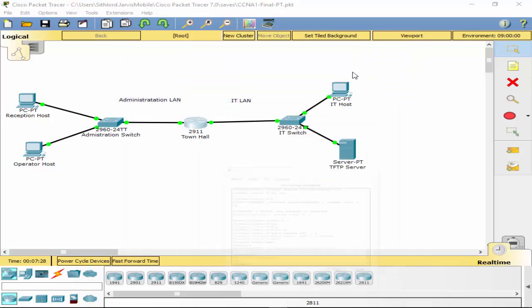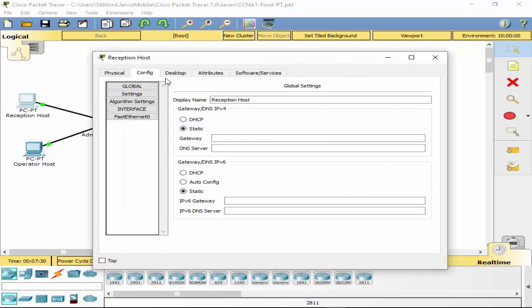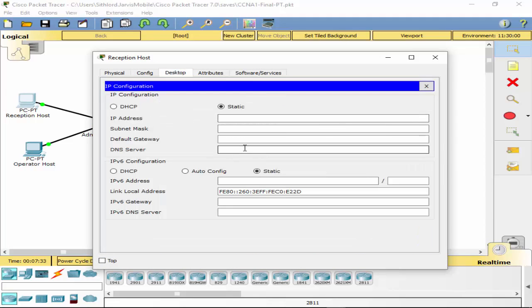So now I'm moving on to the host. I have the reception host, and so I'm going to go to the desktop here, go to the IP configuration, and go to this IPv6 section. Our reception host has 2001:DB8:ACAD:A::FFF for the address, and then we're going to go /64 in there because that's what we did on the last one.